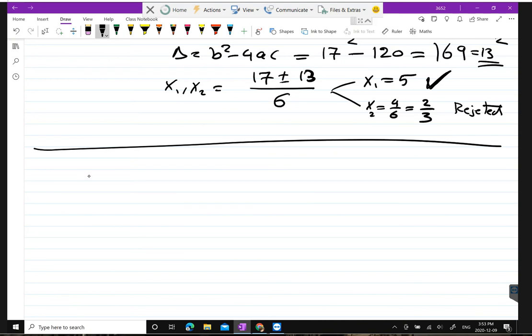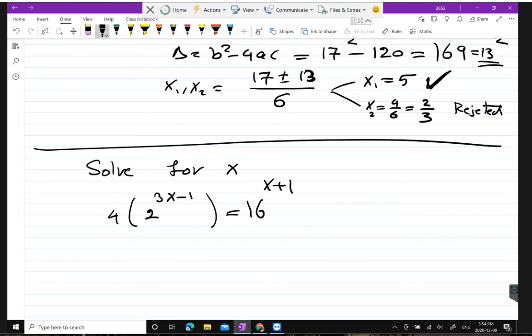So I would like to solve again for x this equation: 4 times 2 to the power of 3x minus 1 is equal to 16 to the power of x plus 1. So the basic idea here is if a to the power of x is equal to a to the power of y, then you can claim that x is equal to y, because all these a to the power of x functions are one-to-one.